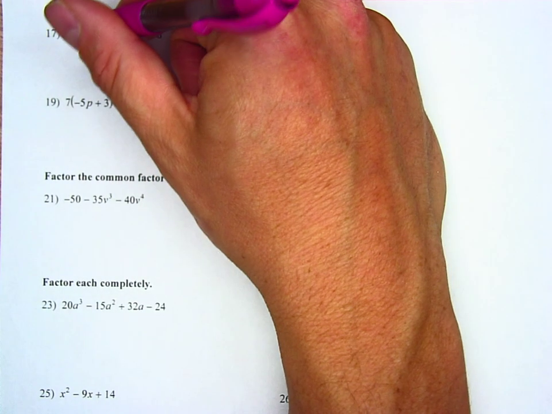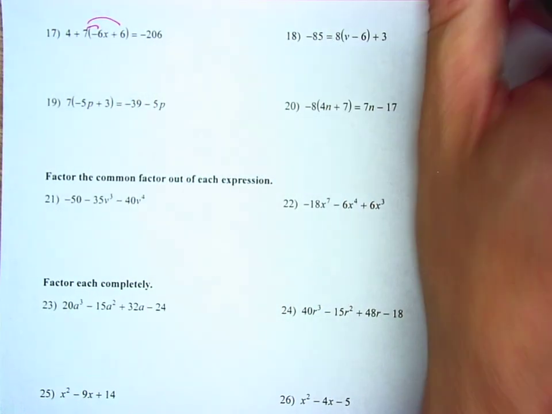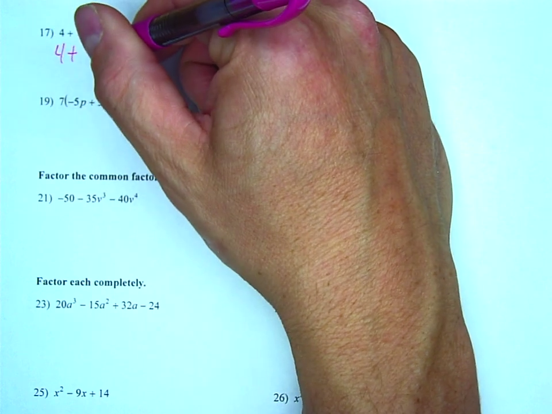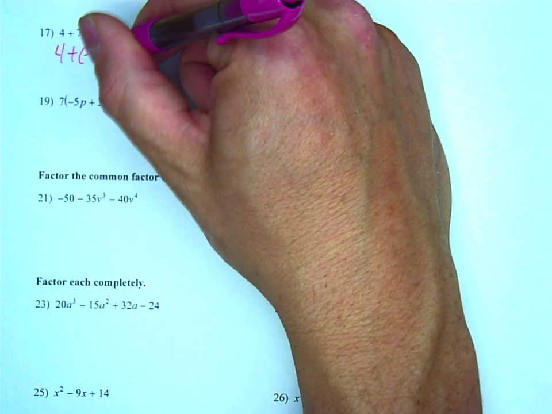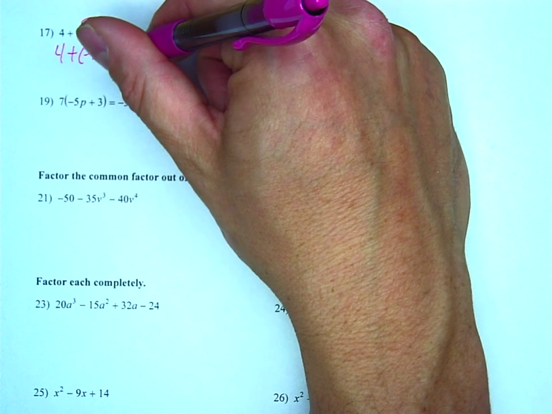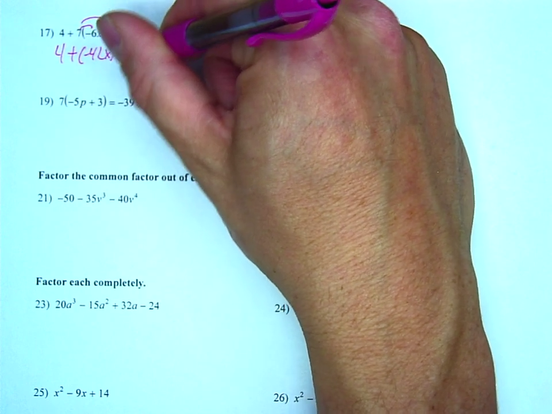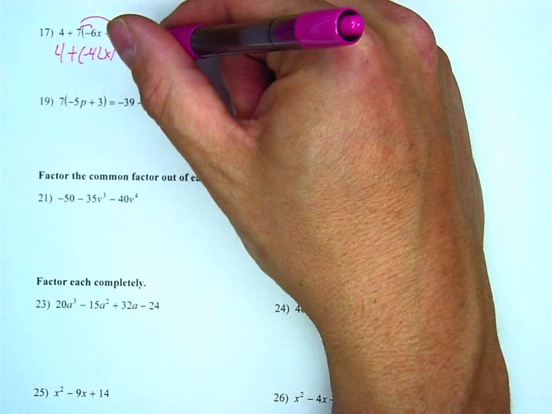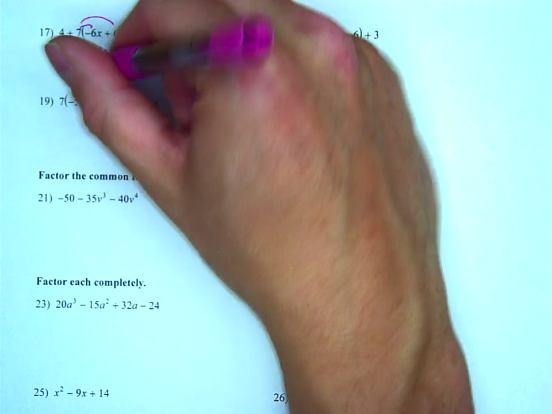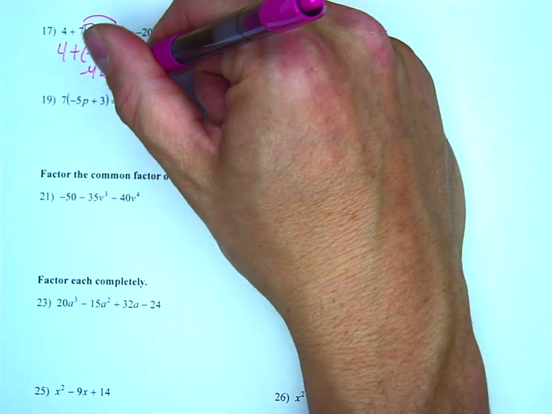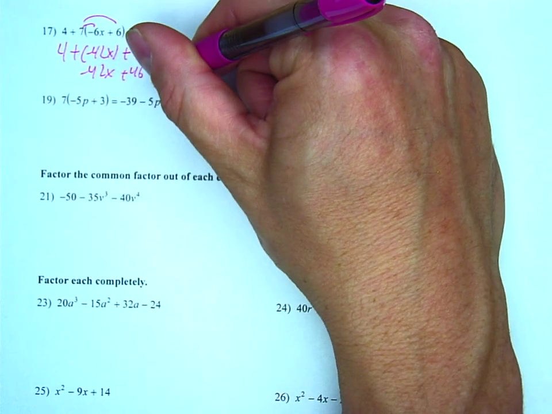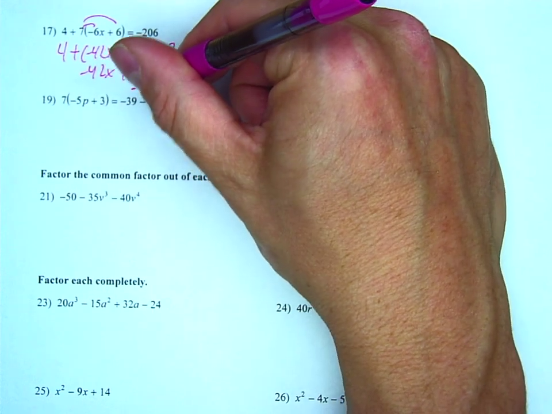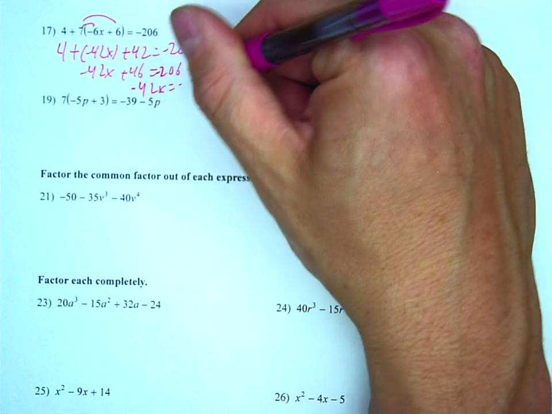So on the back, you're going to have to distribute on all of these equations to be able to do them properly. So 4 plus negative 42x plus 42, not minus, equals negative 206. So here, I'm going to combine like terms. 4 and 42 makes 46. So negative 42x plus 46 equals negative 206. Taking 46 from 206, negative 42x equals negative 252.